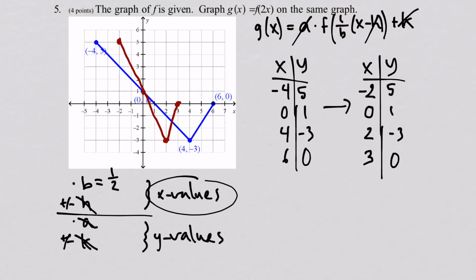Okay? Now, does that make sense according to the information given? It does. If b is 1/2, that's a compression, right? A horizontal compression, not a vertical compression. That means horizontally, like an accordion, you're squishing this graph, and so it should look like that.